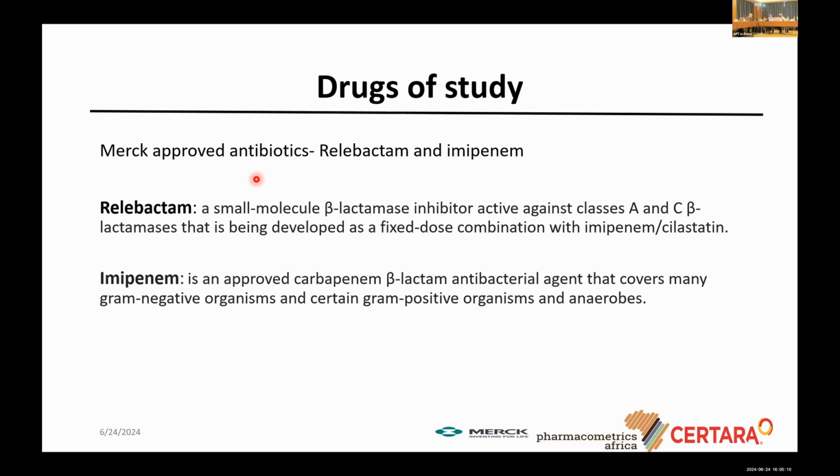We worked on 2 Merck-approved antibiotics, relebactam and imipenem. Relebactam is a beta-lactamase inhibitor that is active against beta-lactamase and is given in a fixed dose combination with imipenem and cilastatin. Cilastatin has no antibiotic effect, but it acts to inhibit the renal dehydropeptidase that breaks down the imipenem. Imipenem is a carbapenem beta-lactam antibacterial agent that covers many gram-negative, some gram-positives, and anaerobes. The two drugs are renally excreted majorly.